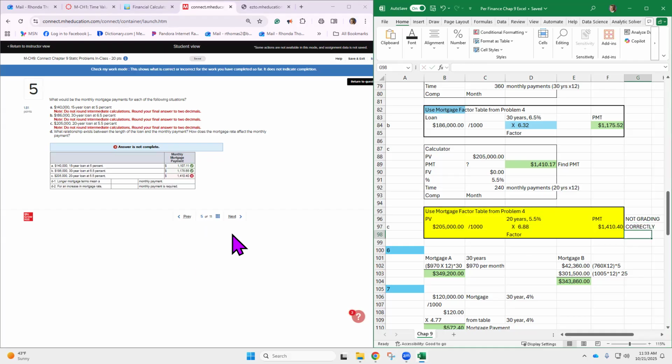Okay, so put in the 14, 10, 17 that we did from the calculator.